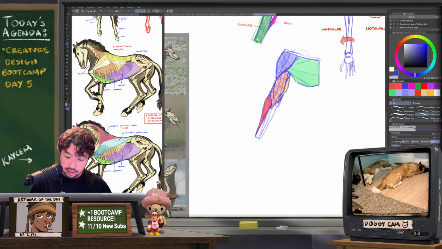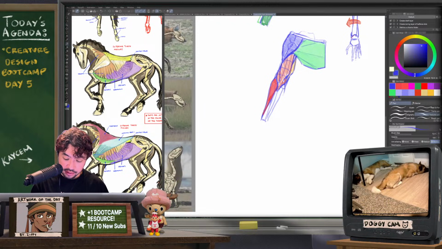Okay. And then on the inner side, because of the positioning of the hand.